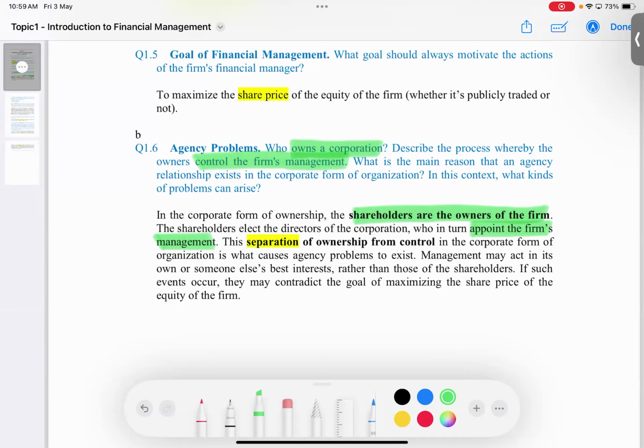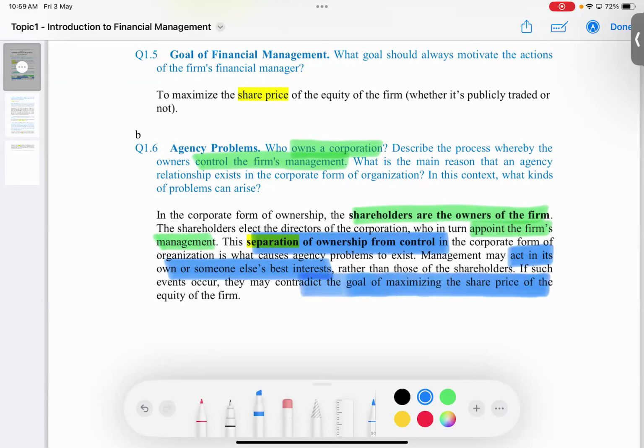So how is that resulting in an agency problem? Because there will be separation of ownership between the shareholders and the managers. Therefore, this is why there will be agency problems, because managers, the people who run the business, may act in their own or someone else's best interest, and the shareholders have another interest. Therefore there will be a conflict of interest when they want to maximize the share price of the company.